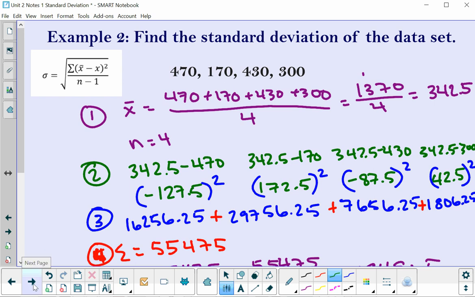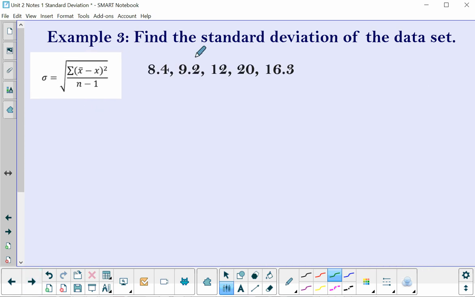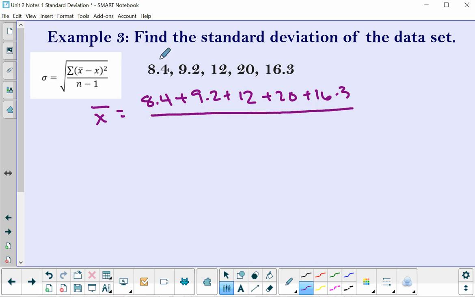Okay, we are going to do one more example together, and this one I'm going to use the formula. So again, I'll go through that on-screen calculator and show you how to plug it in there. All right, so this data set has some decimals in it, but that's okay. The first thing I have to start off doing is finding the mean. You always need the mean. So find the sum of all of your points, 8.4 plus 9.2, plus 12, plus 20, plus 16.3, and this is going to be an interesting mean because there's a whole bunch of decimals in there, and we've got an n of 1, 2, 3, 4, 5.